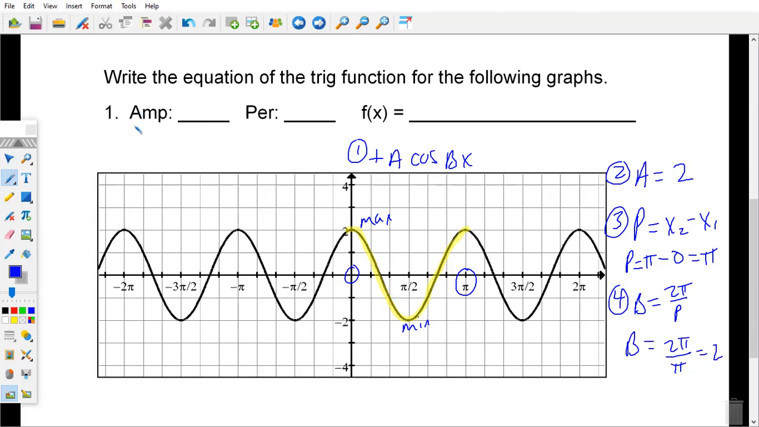So your amplitude is the absolute value of your A. What's our amplitude? 2. Our period is our period. What's our period? Pi. And f of x, you're plugging in your A and your B. Are we ready? So we end up with 2 cosine 2x. That's it.